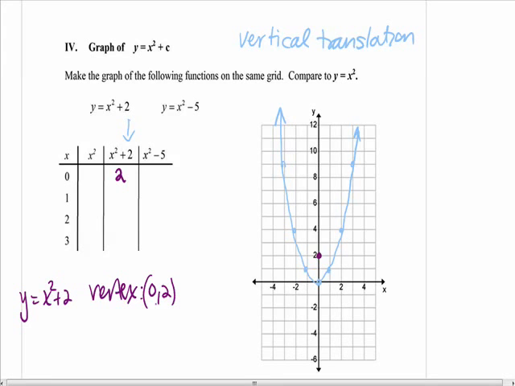So now that we know our vertex starts 2 units up instead of at 0, we're going to repeat our delta y pattern. Over 1, up 1. Over 1, up 1, 2, 3. Over 1, up 1, 2, 3, 4, 5. Then find the mirror image. Ooh, my graph got a little shaky.